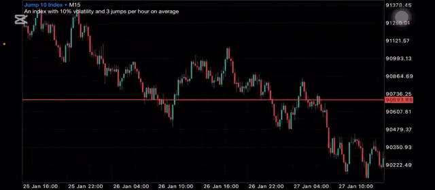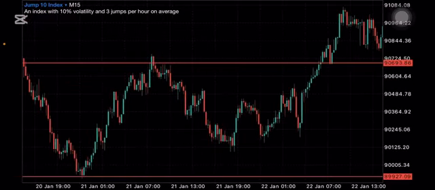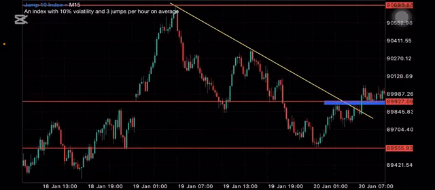Now let's go to the second strategy. Remember, this whole thing is based on pure price action.